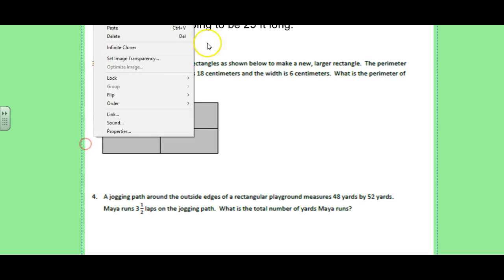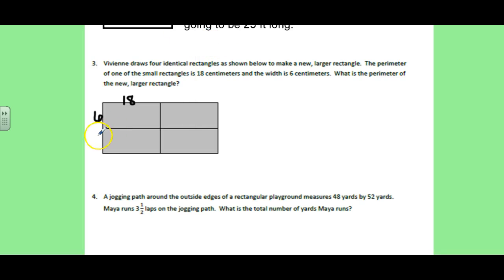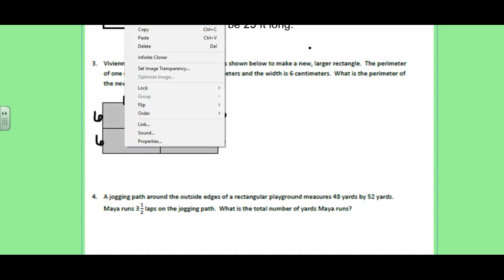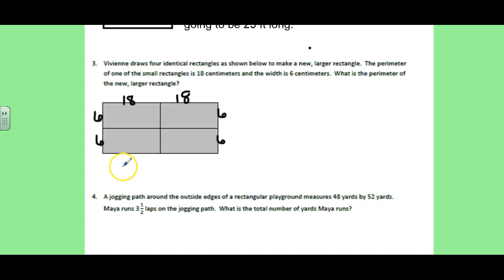So I'm going to put 6 right here, and then all these other side lengths over here are also going to be 6, and then the longer length sides of the rectangles are going to be 18. And then we know that in order to find the perimeter, we have to add the side lengths all together.